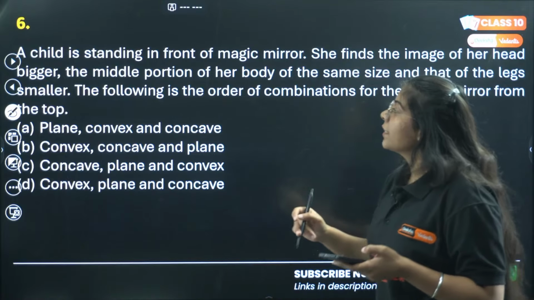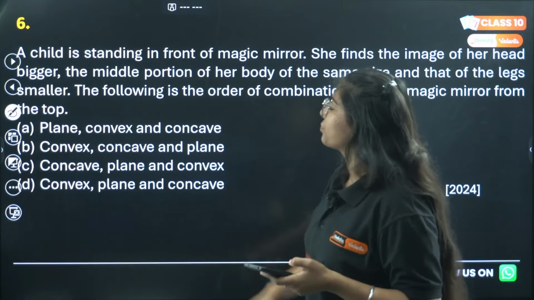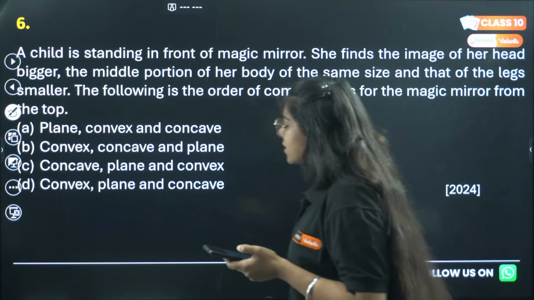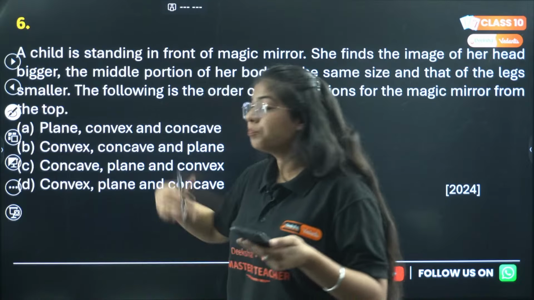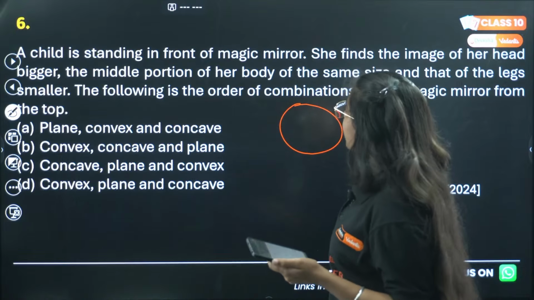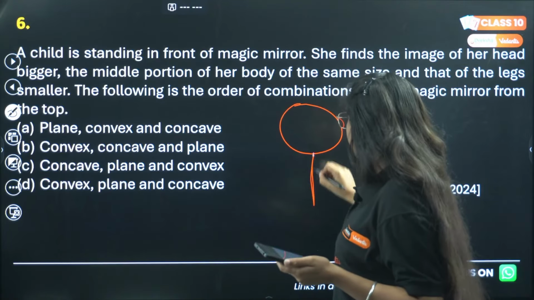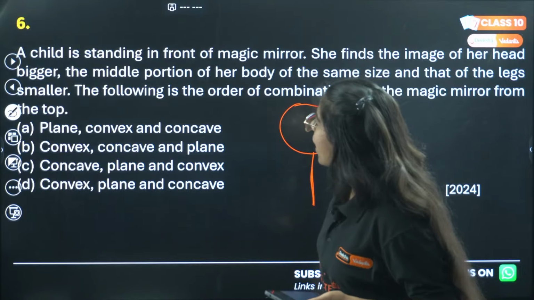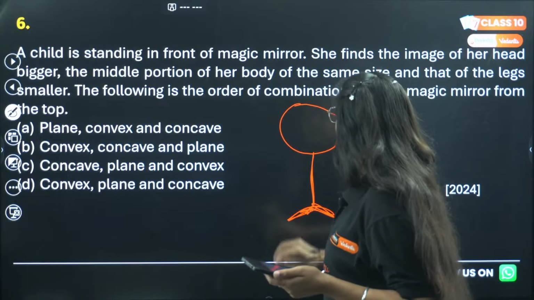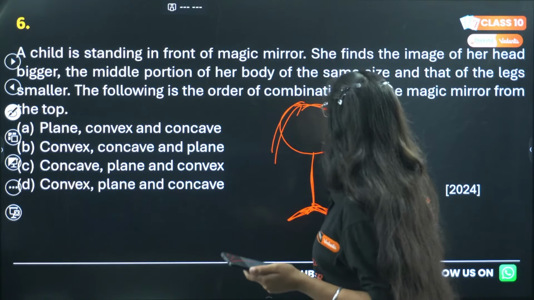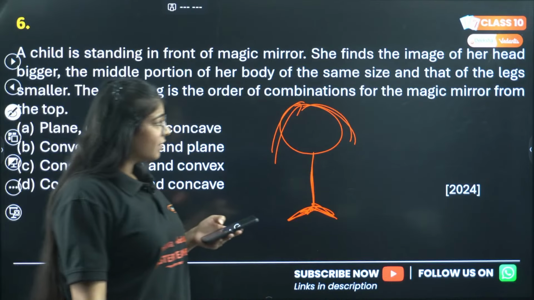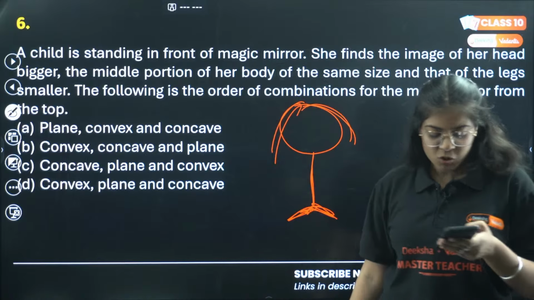Okay, let's move on to the 6th question. A child is standing in front of a magic mirror. She finds the image of her head bigger. Okay, let's make that child. Her head is bigger, the middle portion of her body is of the same size, and the legs are smaller.